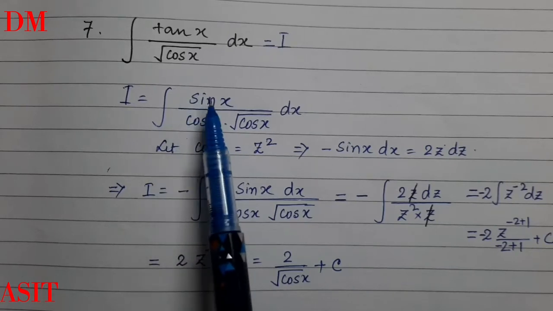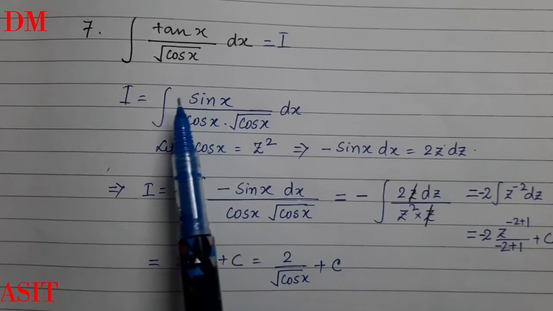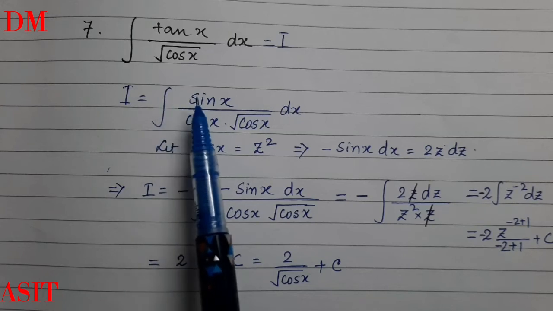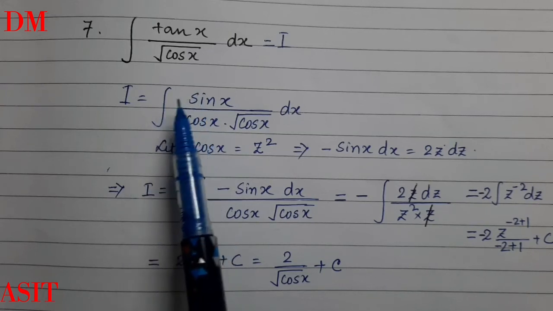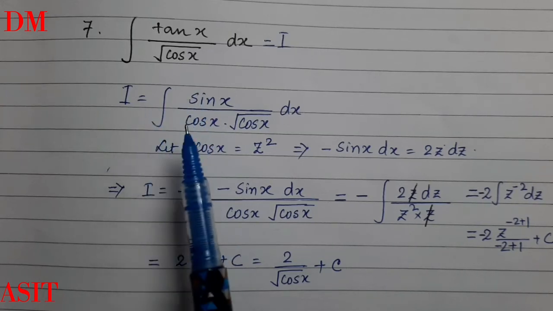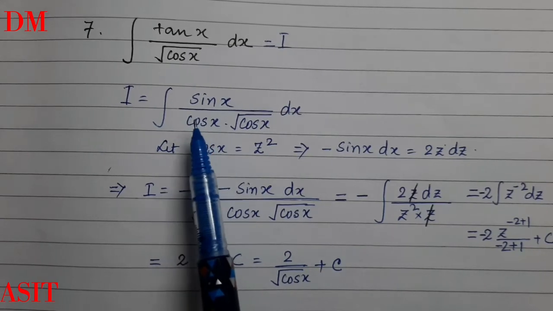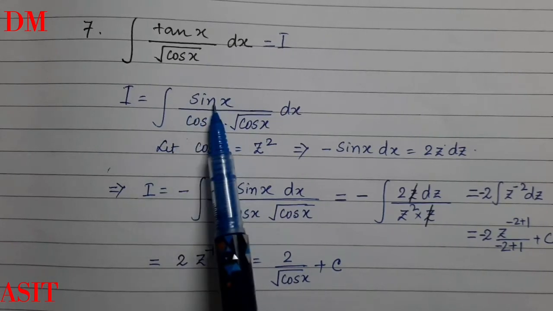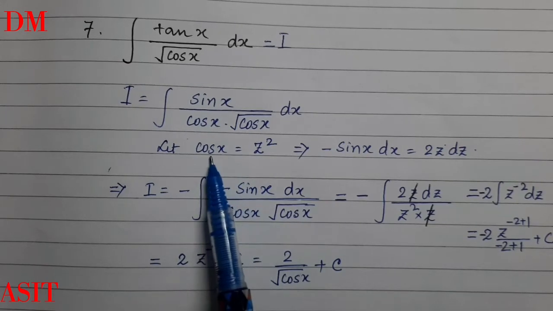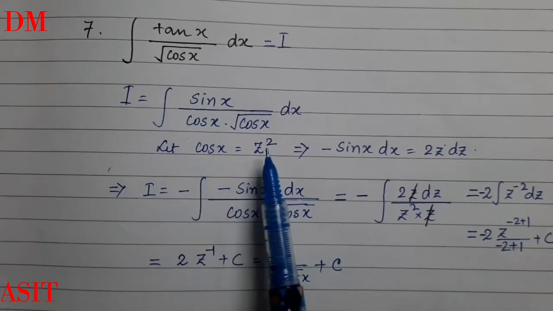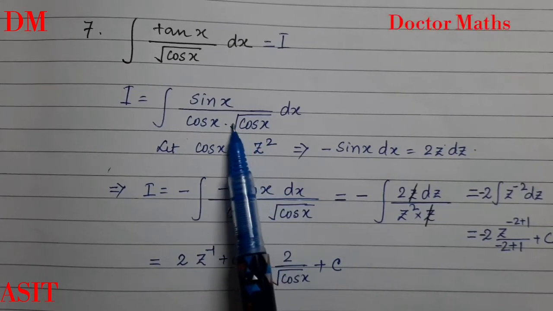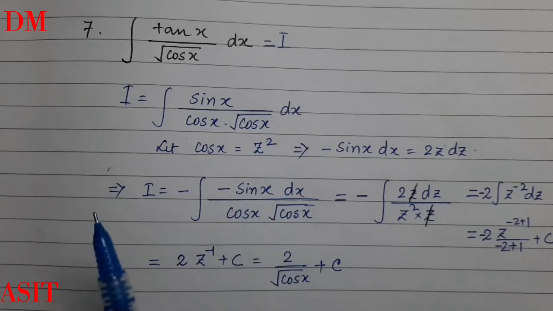So what is important is which function is coming. Minus is not important. The multiplied constant part is not important. Cos x integration is minus sin x. So therefore we can consider cos x as z square. Why z square? Because there is a root cos x, so that is why z square.